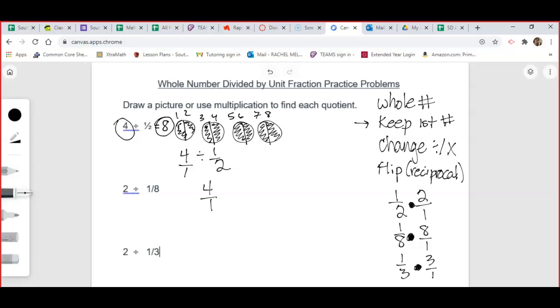Okay, Israel. What do I do next? After I keep the first number, what do I do? Change the division to multiplication. Very good. All right. Let's see. Wayana, what do I do next? Israel, mute yourself, please. Or that's Victor. Somebody mute yourself. Wayana, what do I do next?